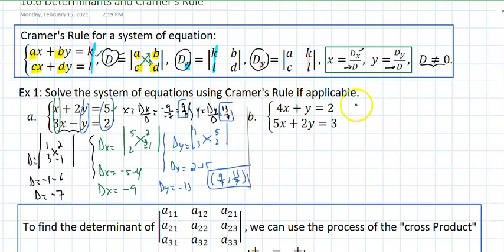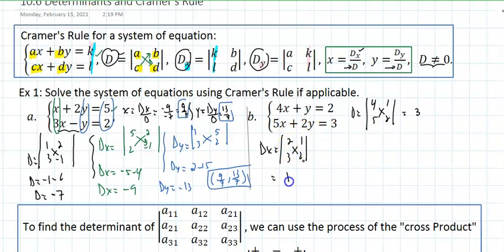So here, let's figure out D. Well, D is 4, 5, 1, 2. That is 8 minus 5, which is 3. Got it. D sub x would be, replace the x column by the constants, that would be 4 minus 3, which is 1. D sub y would be, replace the y column by the constants, and that would be 12 minus 10, which is 2.